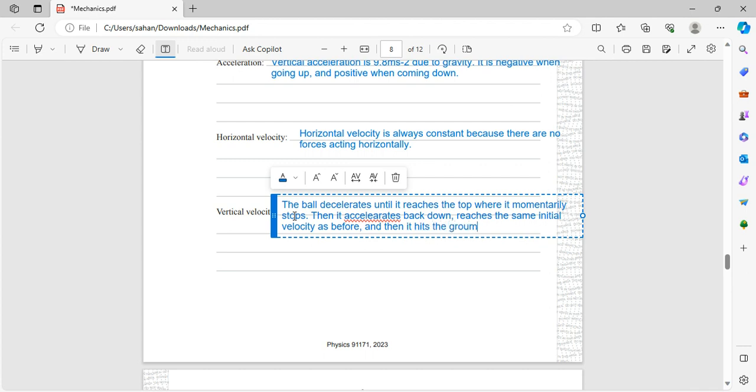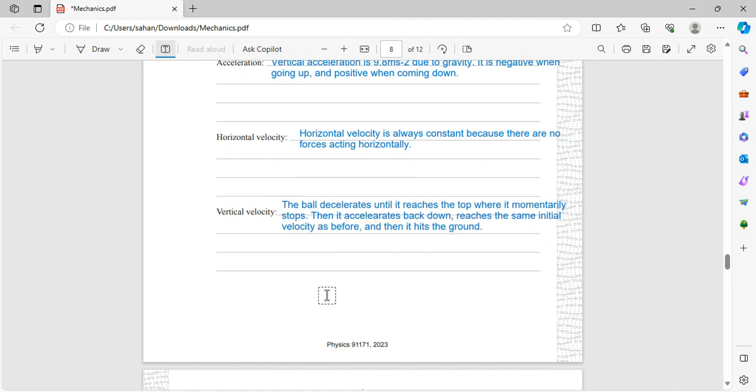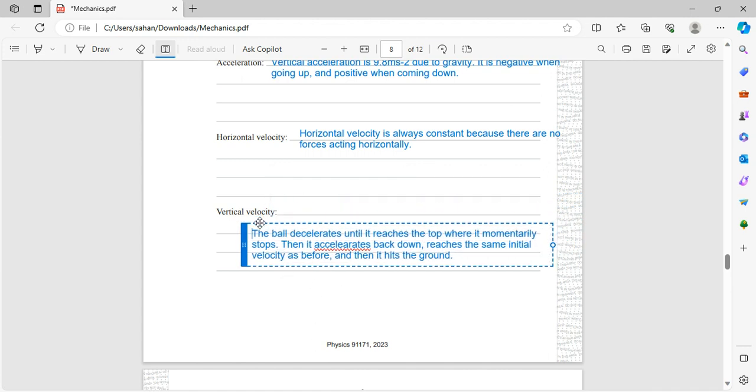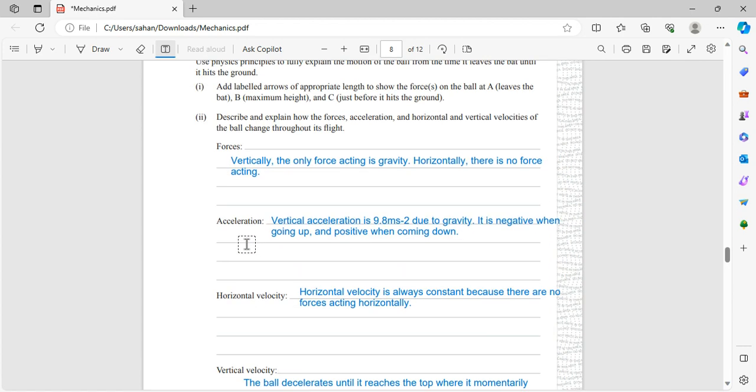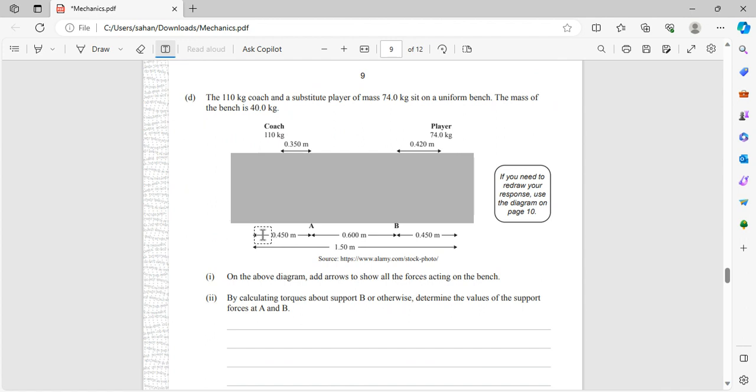I don't think you need to say the part about hitting the ground, I just added it to end the sentence, really. And I think that's it. I could have added a bit more here and there, but I think mostly that's all you need to say.